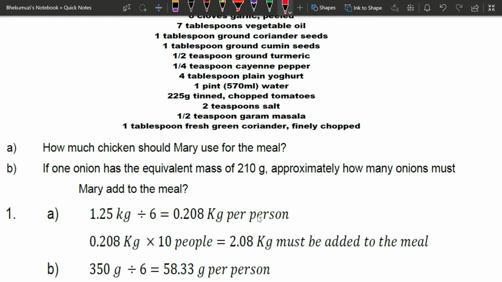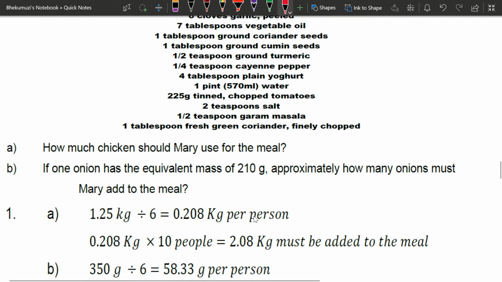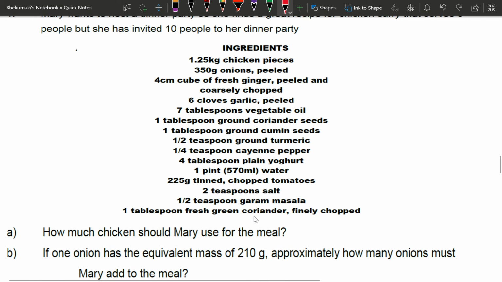So you multiply by 10, and therefore it tells you that, in actual fact, she must add to the meat 2.08. So she needs to get 2.08 kilograms for 10 people, right? And that's how much chicken she'll need to serve, right?